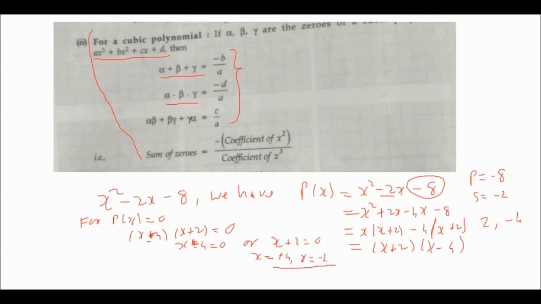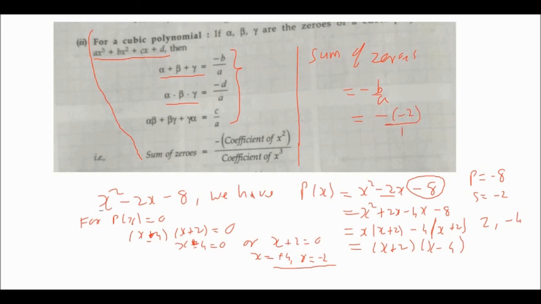Now, sum of zeros. Suppose you want to find the sum of zeros. I will just write it here. Sum of zeros will be nothing but equal to minus b upon a. So what is b here? Minus 2. Upon a. a is plus 1.